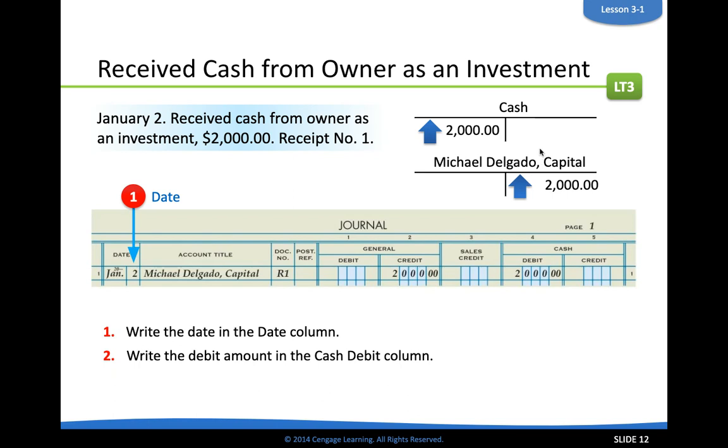This is very similar to chapter 2 over here, cash and Delgado Capital, working with those T accounts. In this case, we had to debit cash. Remember, debit's on the left, credit's on the right. Debit cash for $2,000 because cash went up, and then owner's equity, Michael Delgado Capital account, also went up, so we had to credit that account. That was chapter 2. Chapter 3 now is recording these entries in a multi-column journal.